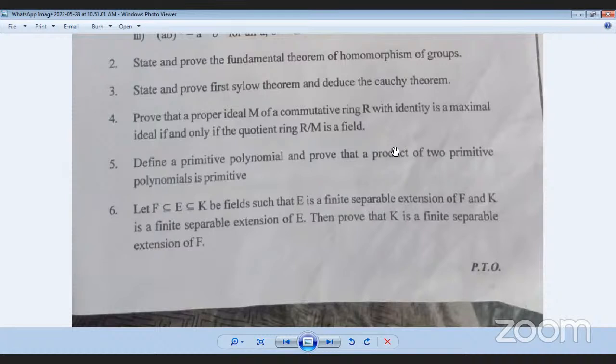Let F be a subfield of E, and E a subfield of K, fields. If E is a finite separable extension of F and K is a finite separable extension of E, then prove that K is a finite separable extension of F. Am I correct?